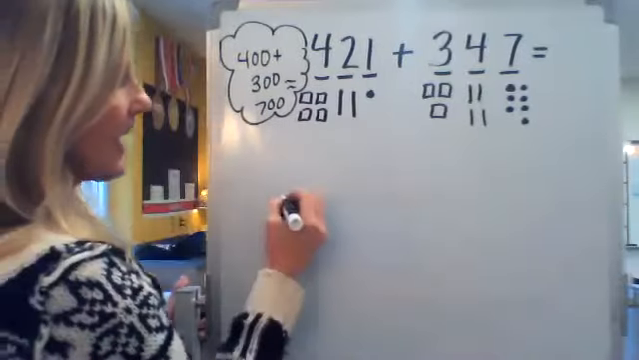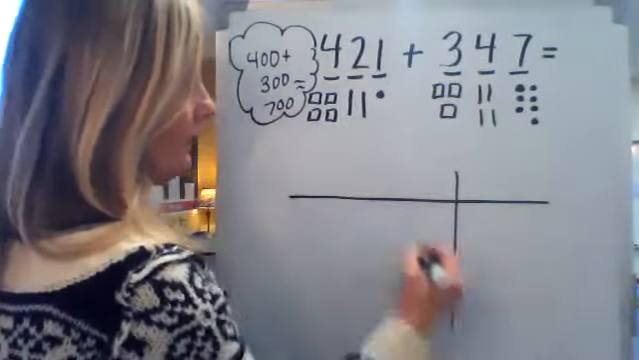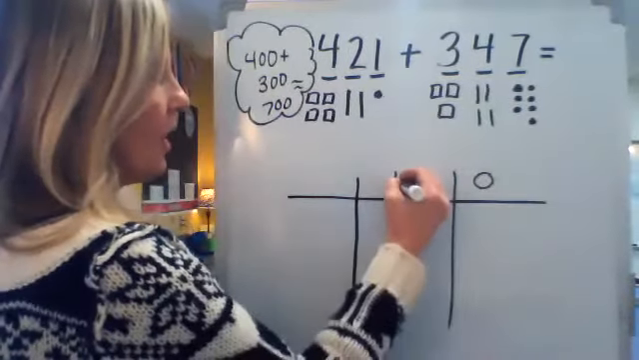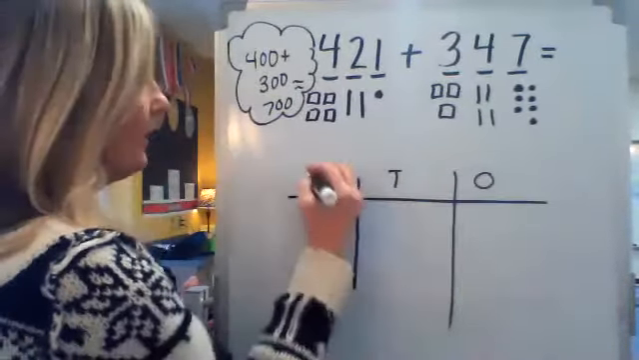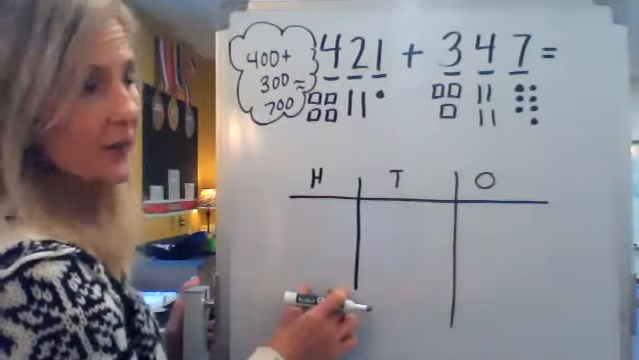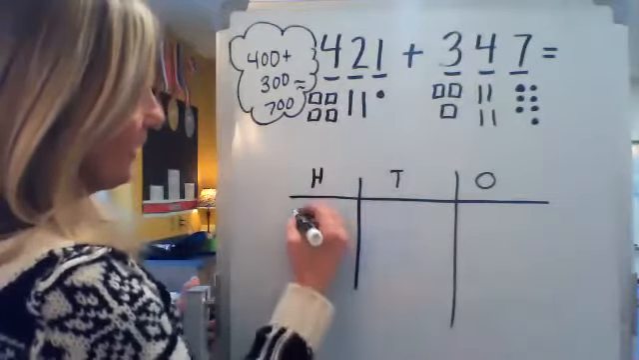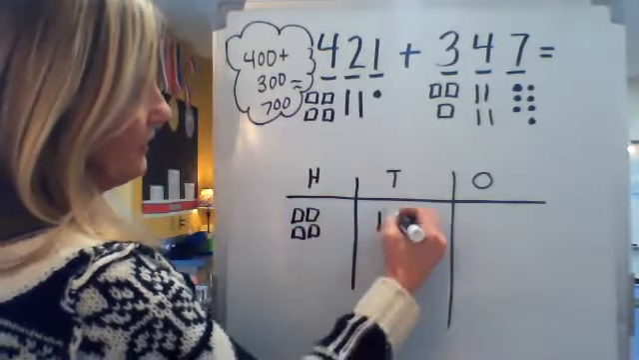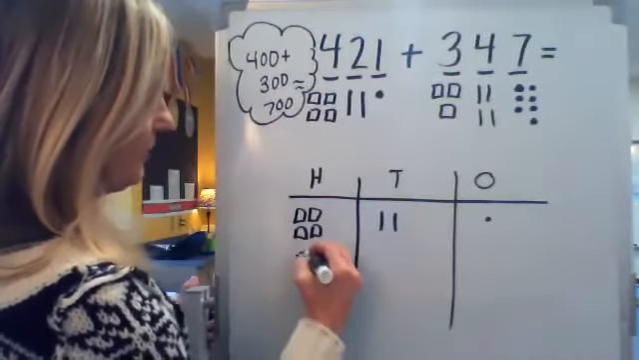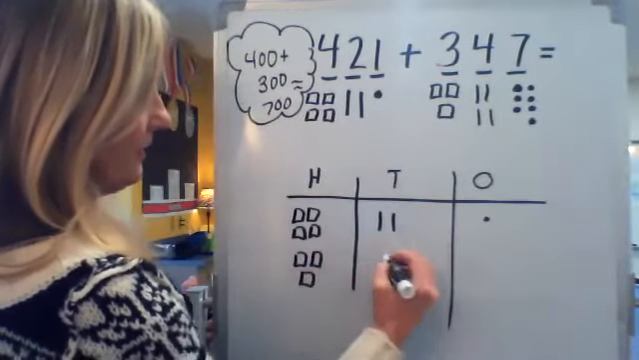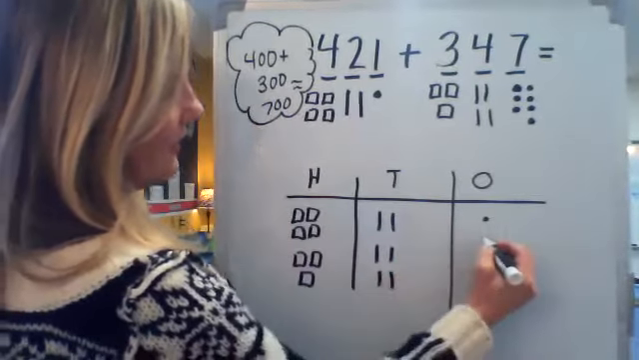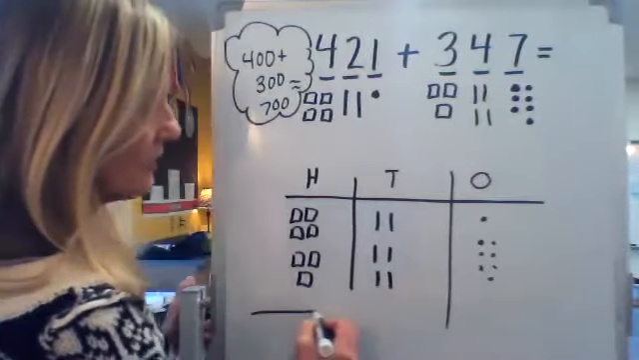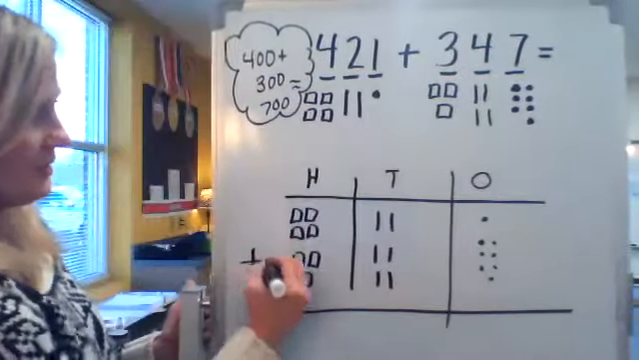Now, when I'm adding them together, I like to put them on a place value chart so I know all my ones stay in that column. All my tens are nice and lined up here. All my hundreds are right here. So let's go ahead and find out what 421 plus 347 would be total. So I'm going to do a nice line there and my addition sign.